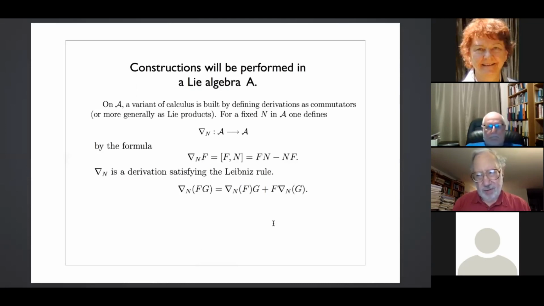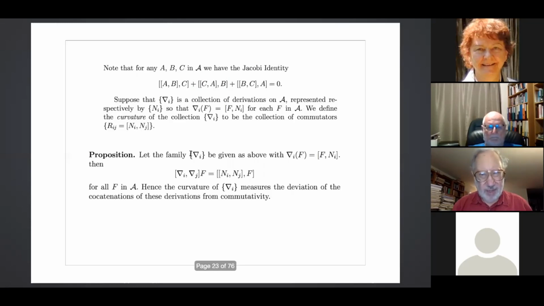As a general algebra in which you can take commutators as you would like, I can define lots of derivatives by choosing an element n in my algebra and defining nabla of n of f to be the commutator of f with n, fn minus nf. That will satisfy the Leibniz rule, and we have lots of calculus, lots of derivatives, and they don't commute with one another very much in general.